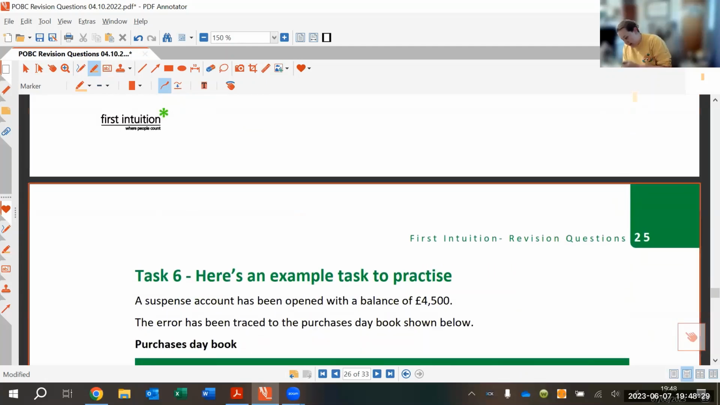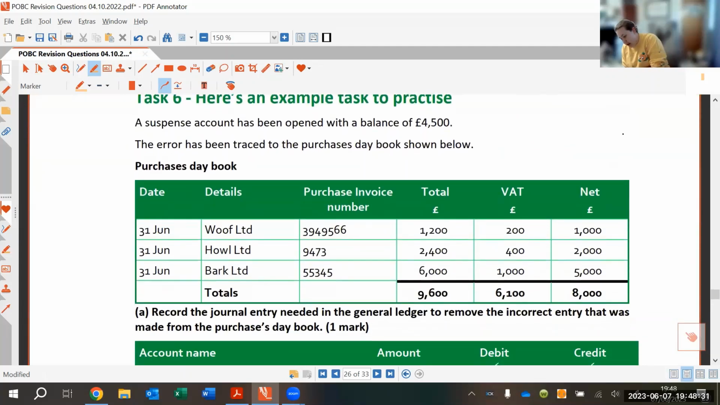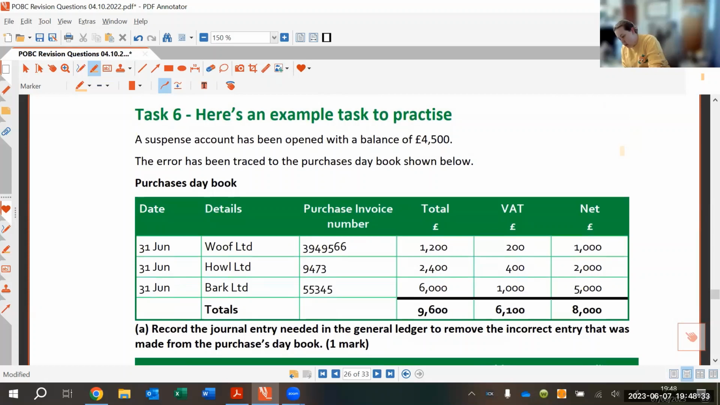Right, let's have a look at an example, and then that will round us off nicely. There's not a huge amount on this one. So we've got a suspense account that's been opened with a balance of £4,500. They don't tell you whether it's a debit or a credit. You will be able to work that out through the task. So they have managed to trace the error back to the purchases daybook. So they tell you that the error is somewhere in here. You've got to work it out yourself.